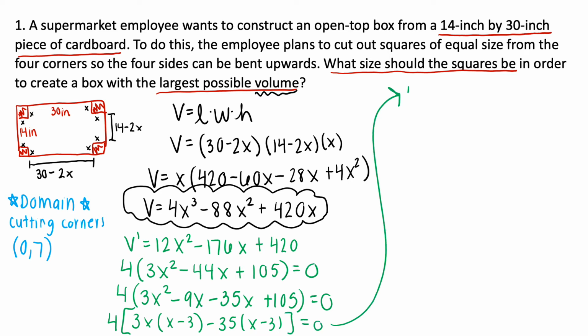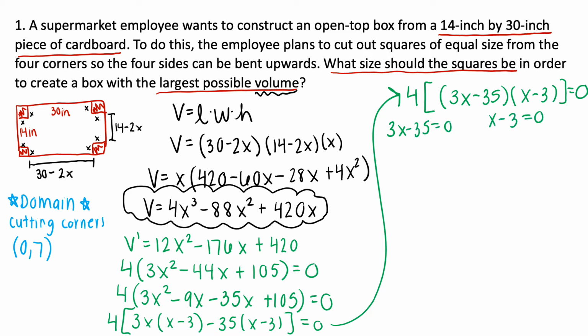Let's come up to the top here. So we have this 4 on the outside, and then we can factor this to be 3x minus 35 and x minus 3 equals 0. Zero product properties, as we can set each of these factors equal to 0. So we have 3x minus 35 equals 0 and x minus 3 equals 0. So we get x equals 35 over 3, which is about 11.7, or x equals 3.